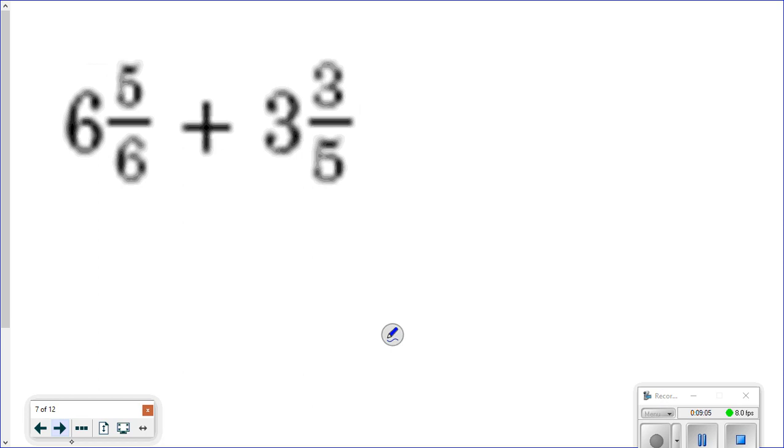Let's keep cruising along here. I have 6 and 5/6. I know, sorry, this is hard to read. And 5/6. And 3 and 3/5.